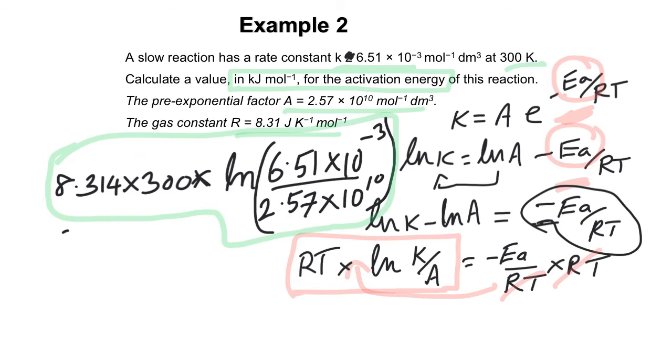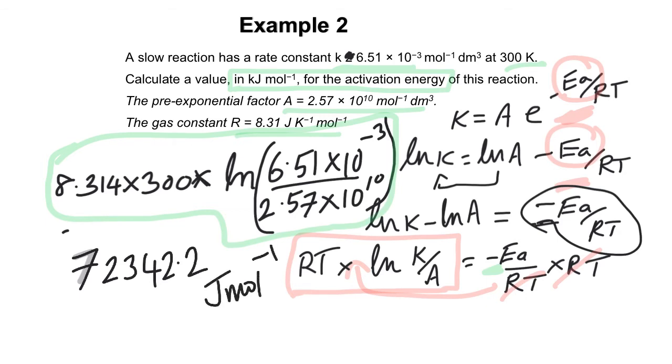That equals minus EA. So if you actually work that out in your calculator, you should have got 7 2 3 4 2.2, and the units are joule per mole for activation. So the activation energy.